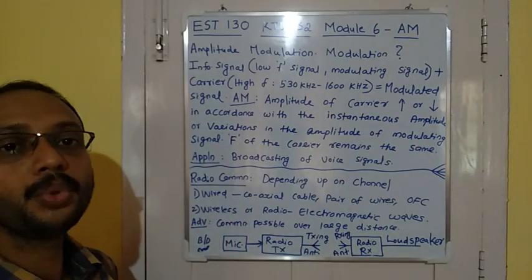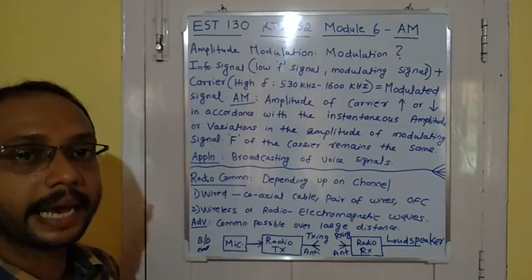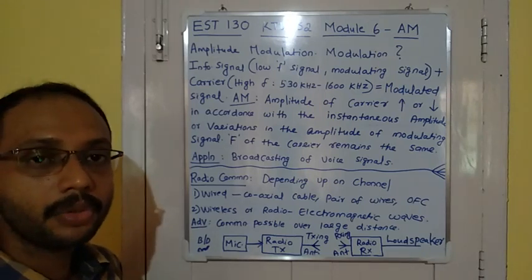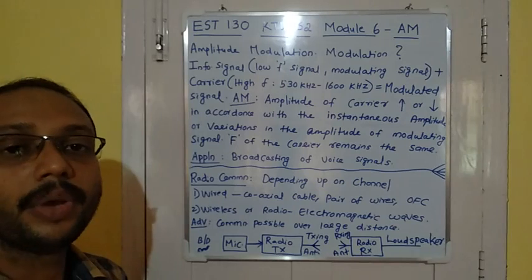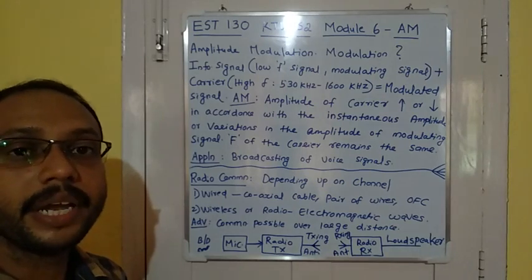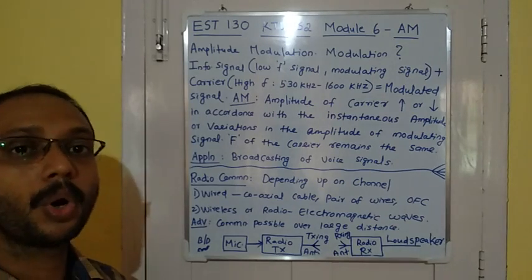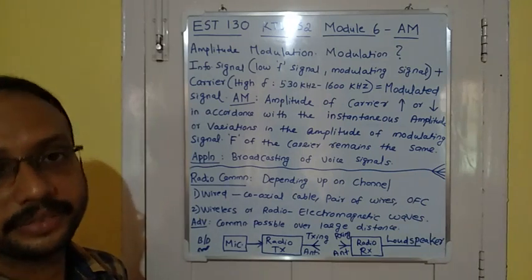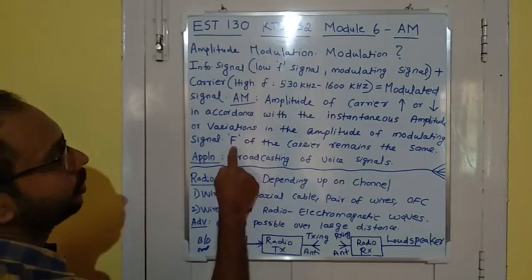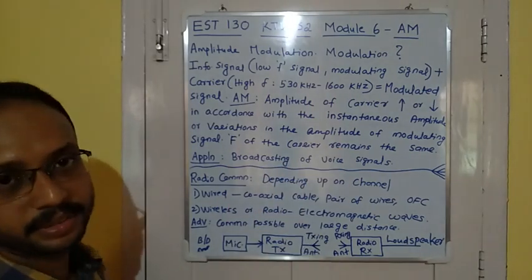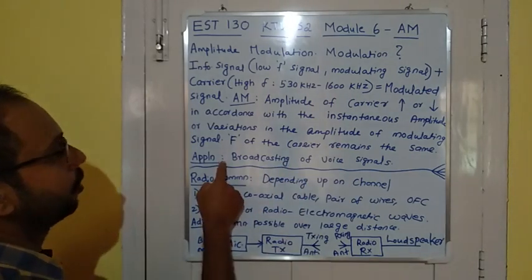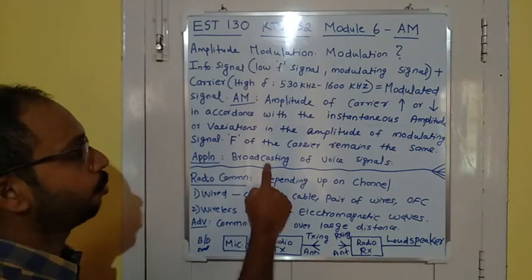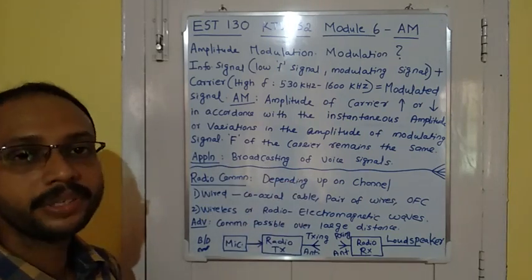So the amplitude is changing. The amplitude of the carrier wave, or the high frequency wave, is varying in accordance with the variations in amplitude of the low frequency signal, or the modulating signal. The frequency of the carrier remains the same. The main application of AM is broadcasting of voice signals.